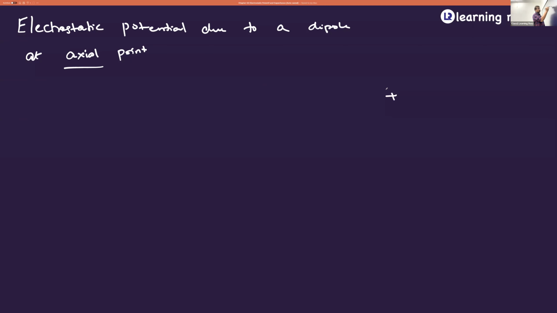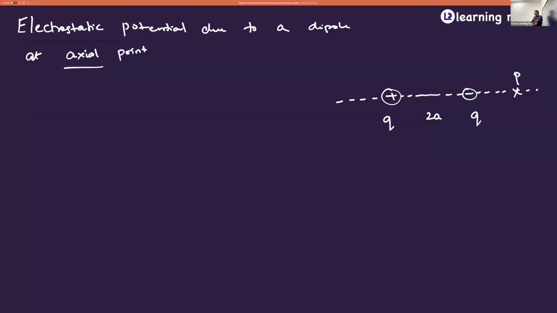So we have a dipole, positive and a negative charge, both of same magnitude Q, and separated by a distance of 2a, right? So they are separated by a distance of 2a, and on the axis of it, let us consider a point P here, right?